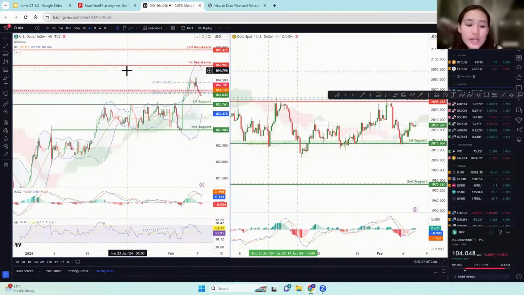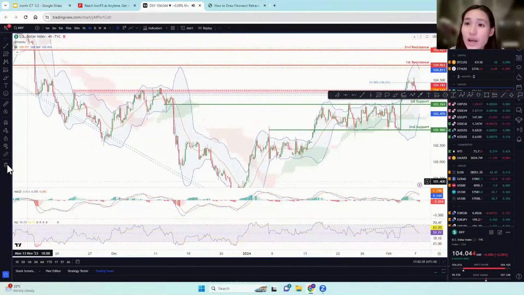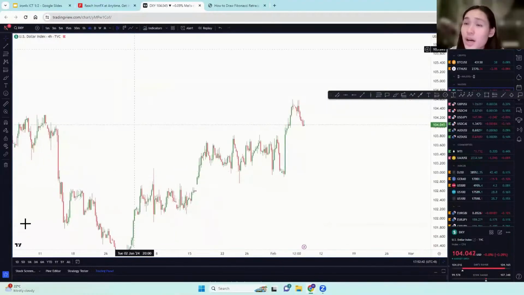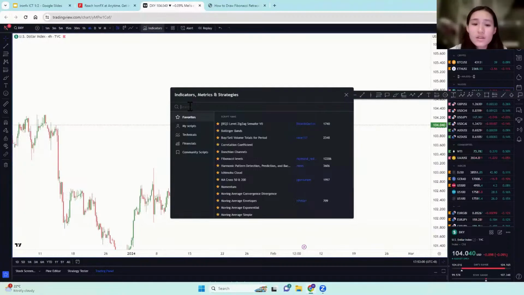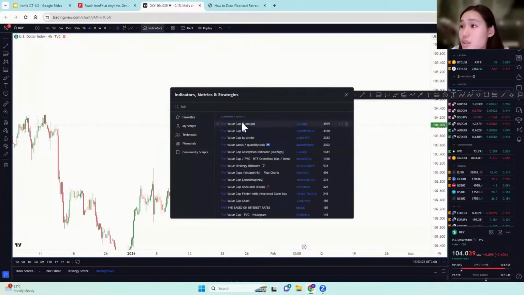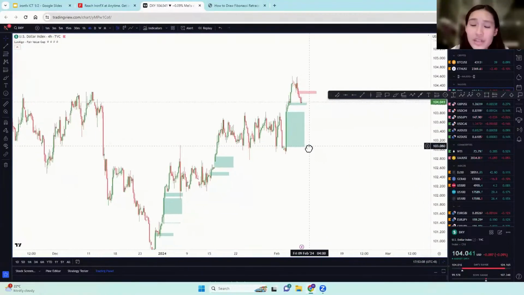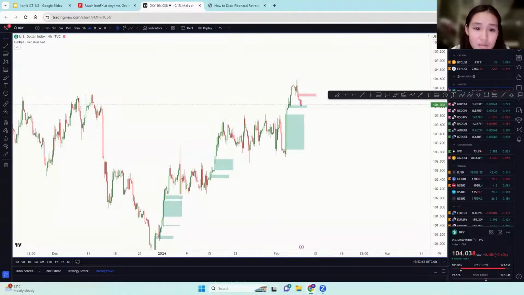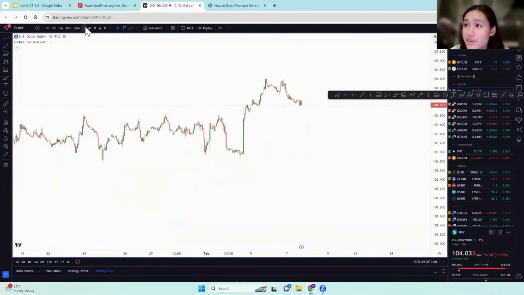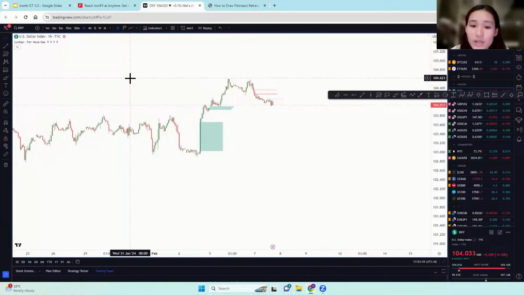Okay, so if we are looking at DXY, just a random chart, this is how you implement the FVG indicator. You go to the indicators, search for fair value gap, and this one. This helps you to identify any of the FVGs, and you can use this on any time frame as well. So I'm on the 1 hour time frame now.